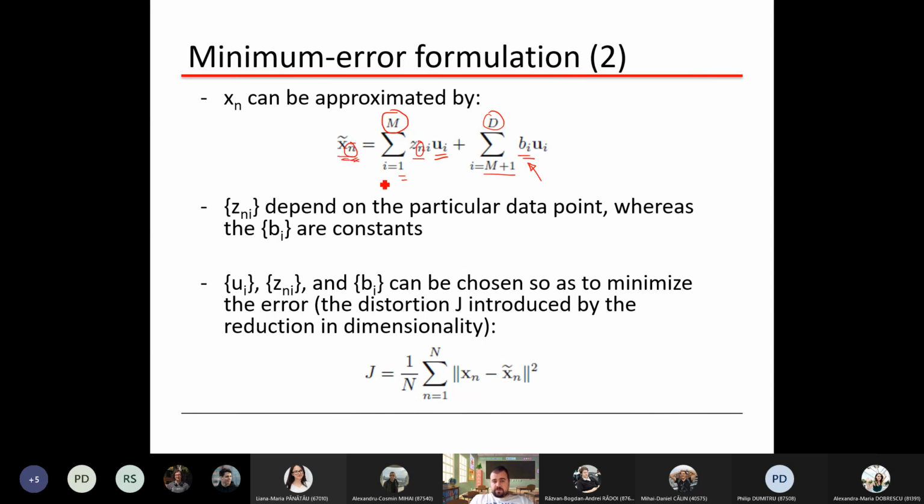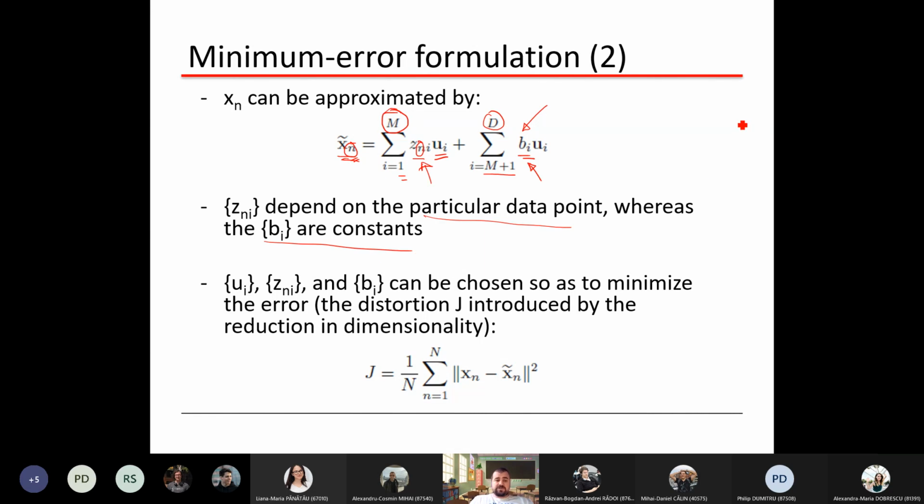Okay? So for the first m basis vectors, I will use some values that depend on the point, and for the rest of the dimensions, I will use a single value for all the points that will somehow express what's happening in those dimensions. So z_ni depend on the particular data point, while b_i are some constants.